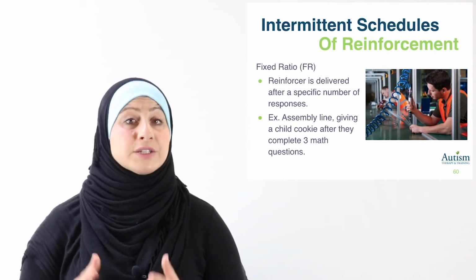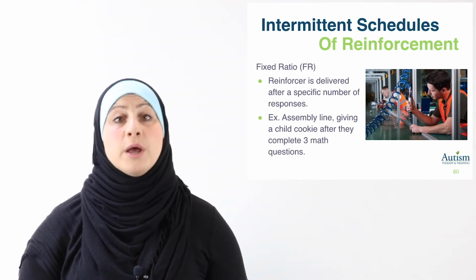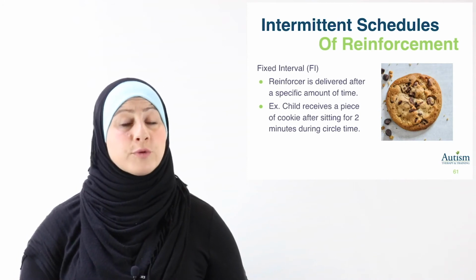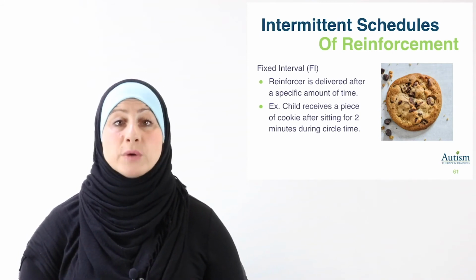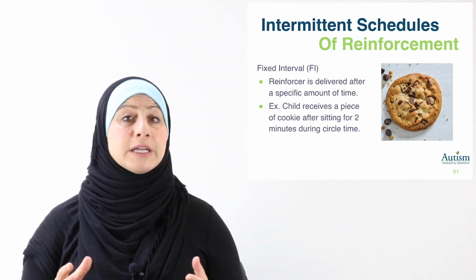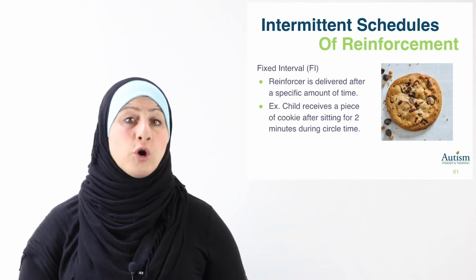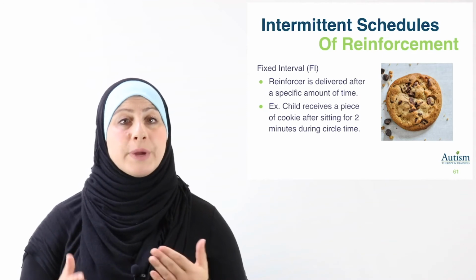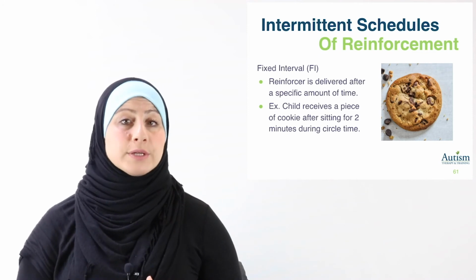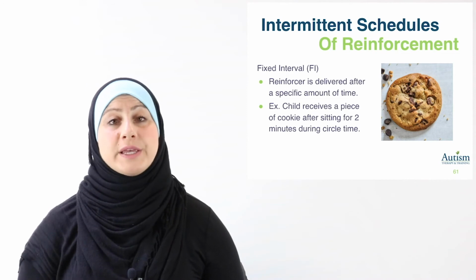The amount required is fixed, that is, a given number of responses or actions must be done before you can access a reinforcer. Fixed interval is when a reinforcer is delivered after a specific amount of time has passed. For example, a child gets a piece of cookie after sitting for 2 minutes during circle time, or giving a student a sticker after doing homework for 10 minutes. To compare fixed ratio and fixed interval, both are specific in the number or amount, but the difference is one is based on the responses given, while the other is based on time.